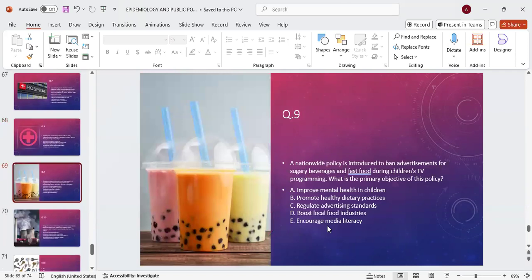MCQ number 9: a nationwide policy is introduced to ban advertisements for sugary beverages and fast food during children's TV programming. What is the primary objective of this policy? Option A, improve mental health in children. Option B, promote healthy dietary practices. Option C, regulate advertising standards. Option D, boost local food industry. Option E, encourage media literacy. Option B is the right answer.